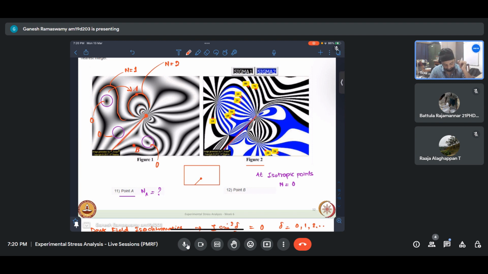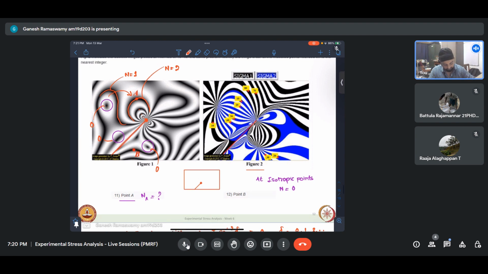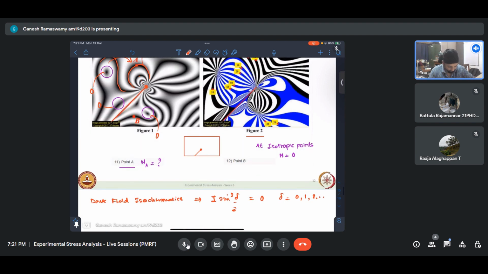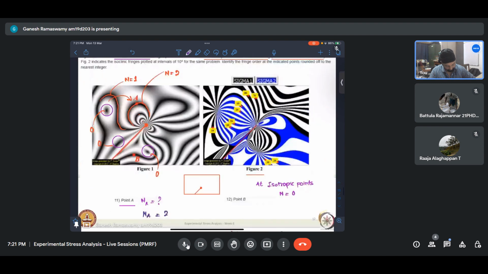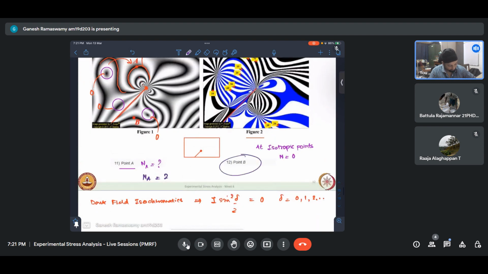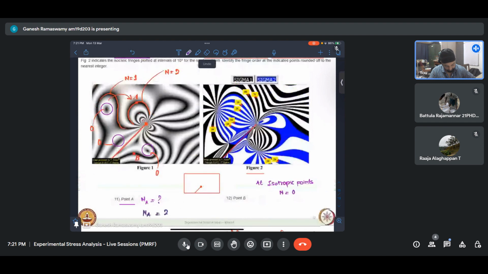Okay, so we have arrived at n equal to 2. Essentially our fringe order at point A is 2. Now what is the next question that is asked? Fringe order at point B. Now where is point B? Point B is over here.